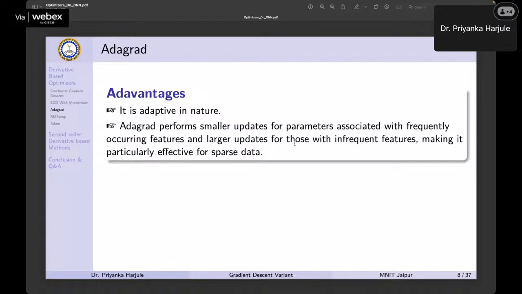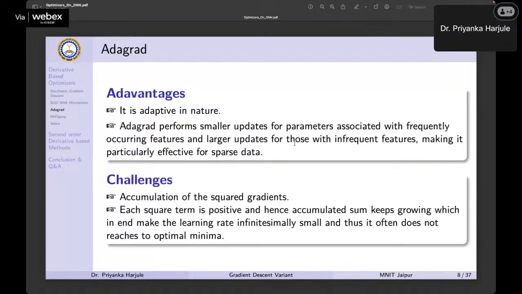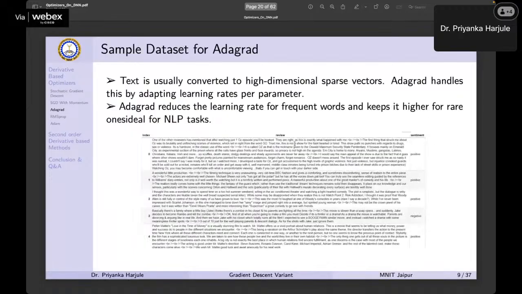The advantages of AdaGrad are, as I said, that it is adaptive in nature and performs well on sparse data sets. Challenges include the accumulation of squared gradients. Each squared term is positive and hence the accumulated sum keeps growing, which in the end makes the learning rate very, very small, and thus it may often not reach the optimum. So in this case, there is something called RMSprop.